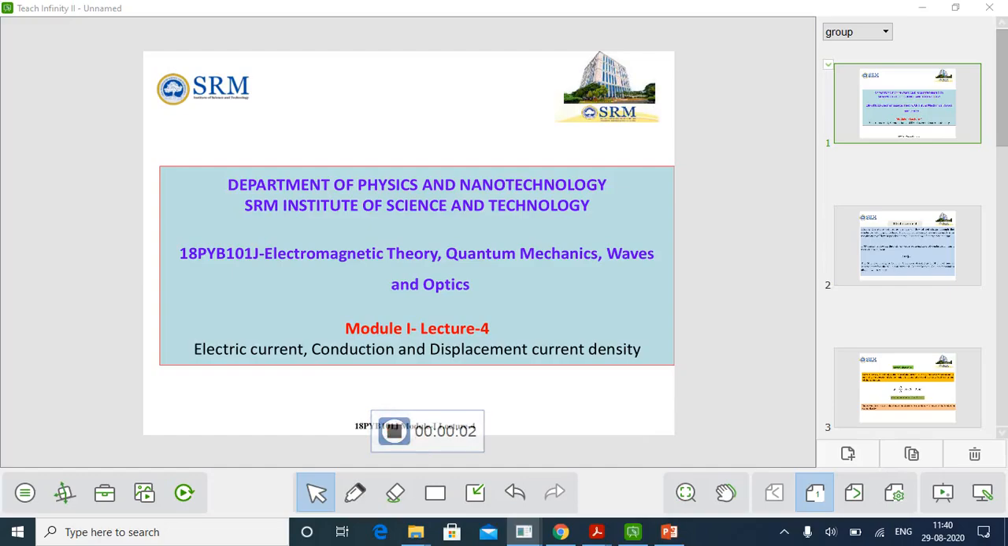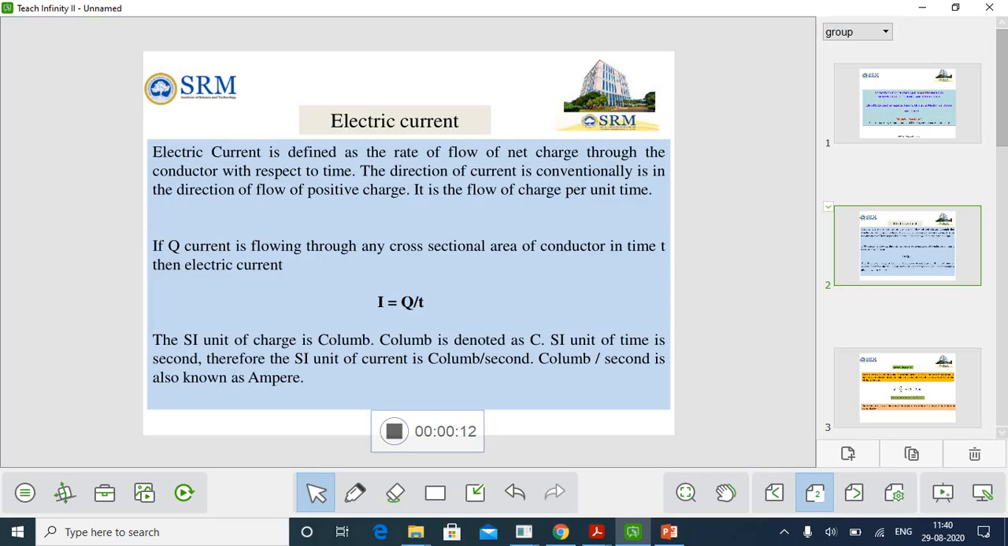Good morning, students. Today we would like to discuss electric current, conduction, and displacement current density topics. First, we would like to start with electric current. Electric current is defined as the rate of flow of net charge through the conductor with respect to time. The direction of current is conventionally in the direction of flow of positive charge. It is the flow of charge per unit time.